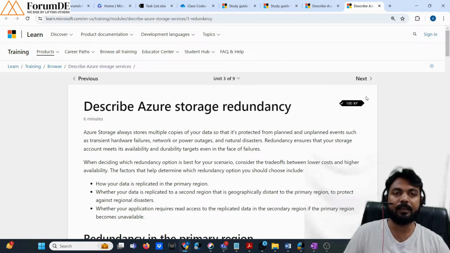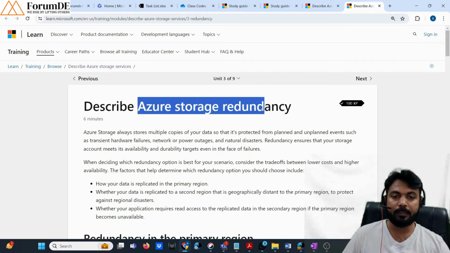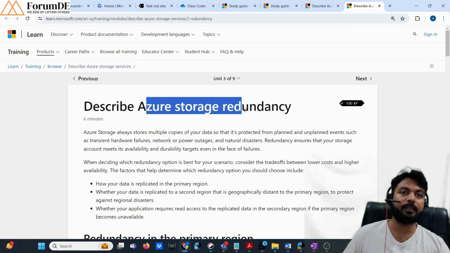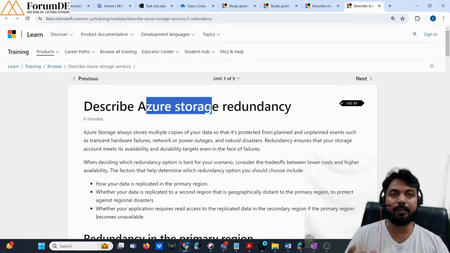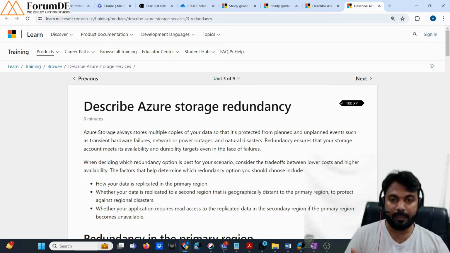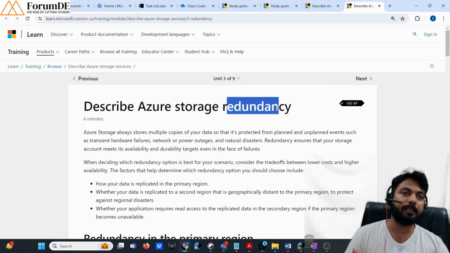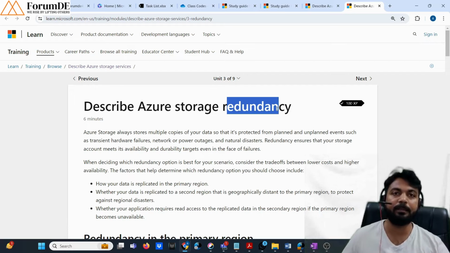Okay, so let's start with our next topic. Previously, we have covered many topics, and today's topic is Azure Storage Redundancy. Describe Azure Storage Redundancy. So what is this Azure Storage Redundancy? Azure Storage, that is fine, that is some storage location in Azure. As the name itself suggests, redundancy simply means duplicacy. I'm just taking a very simple example.